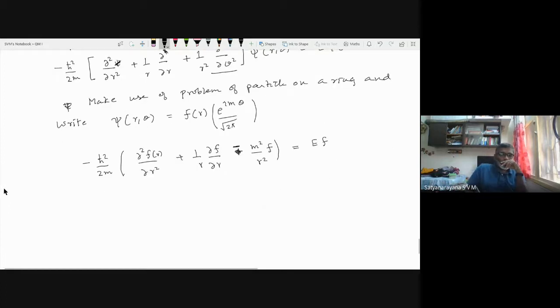Okay, so now this can be written in the following fashion. This is only a function of r, so I write d square f by dr square plus 1 over r into df by dr. I take this on the other side and then bring it here. So that will be plus twice m E by h bar square minus m square by r square into f is equal to 0.